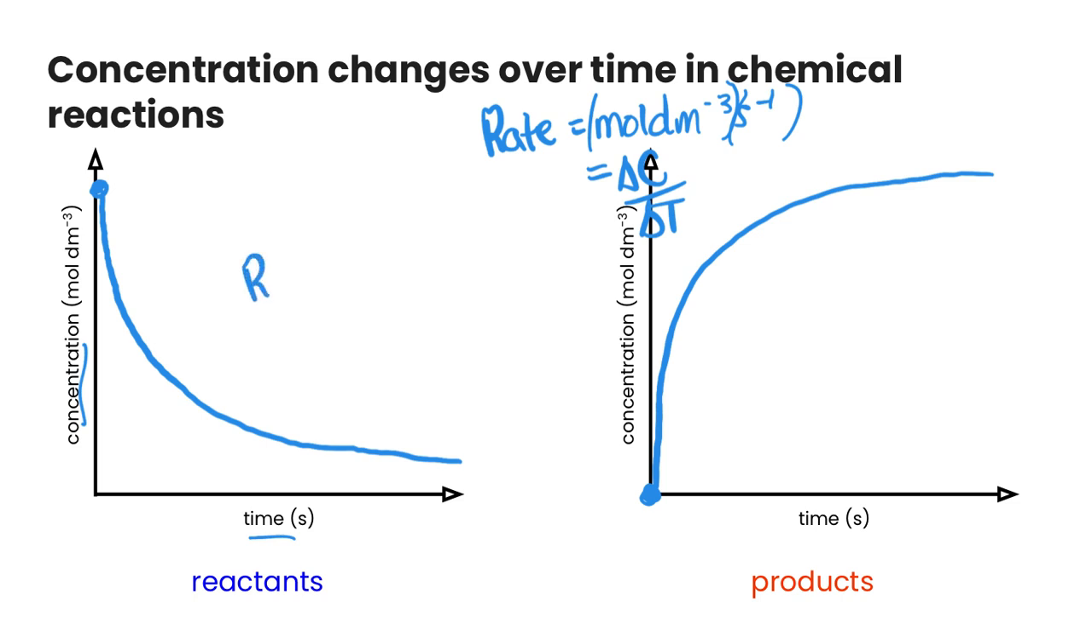Now, rates for reactants are generally going to be negative because we're looking at the disappearance of those reactants. And the rate for products is usually going to be a positive value because they are starting to appear.